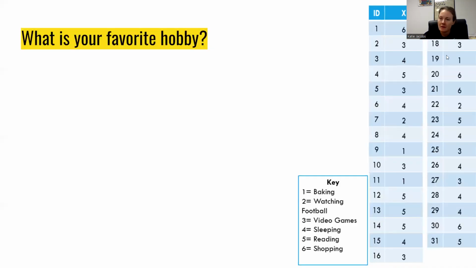All right, so here, some of this may or may not make sense at first, but hopefully we're able to illustrate this point. Make sure you're using the worksheet that's provided in our module materials to run through this example. So we have a data set here. We see that we have 31 participants. Remember, ID is just a number that we're using to represent each of our participants. We have a key here. We asked our participants what are their favorite hobbies. We have 1 equals baking, 2 equals watching football, 3 equals video games, 4 equals sleeping, 5 equals reading, and 6 equals shopping.